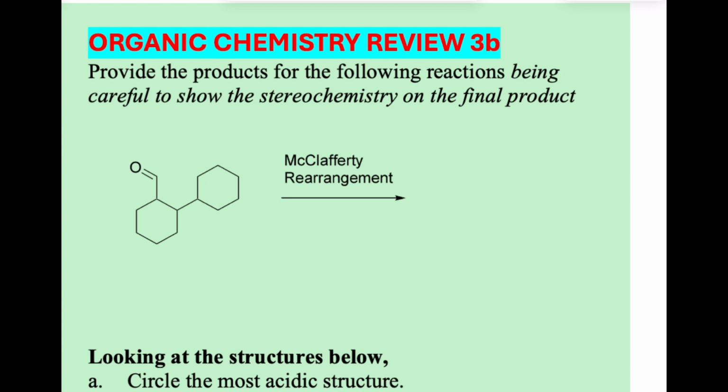The first question says, provide the products for the following reactions and be careful to show the stereochemistry of the final product. And here we're looking at what's called McLafferty rearrangement, which is found in mass spectrometry. In order to carry out a McLafferty rearrangement, you have to label the position starting from the carbonyl. This is a rearrangement that's shown by carbonyl systems.